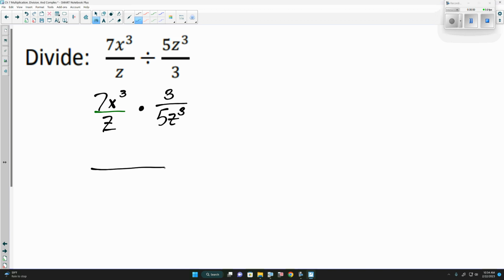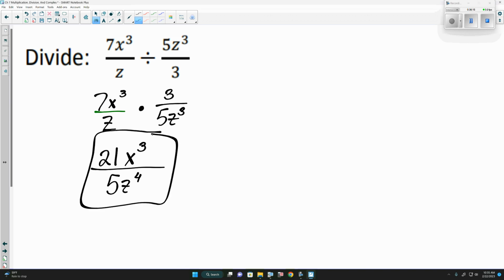So on top we do 7 times 3, and 7 times 3 is 21. And we have x to the third, because we don't have any other variables on top, so it just stays x to the third. The denominator, z times 5z squared by z cubed. We'll still have 5. Z times z cubed is z to the fourth. And that's it, because 21 over 5, there's no like terms. There's no way we can simplify those two. X and z are not like terms, not like bases, so that is it.